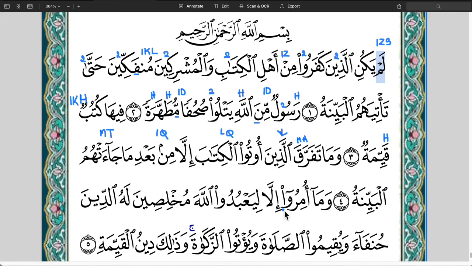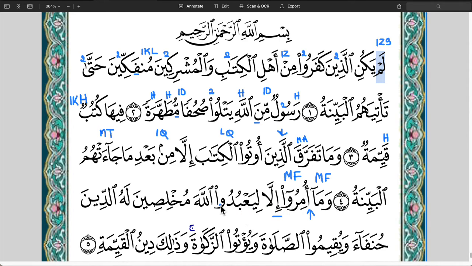وما أمروا إلا. Okay, so this hamza is not part of ma, right? So two separate words. It is a mad munfasil here. I'm just putting f here. Munfasil. Umiru illa. So illa is in another word. So that is also a case of mad munfasil.